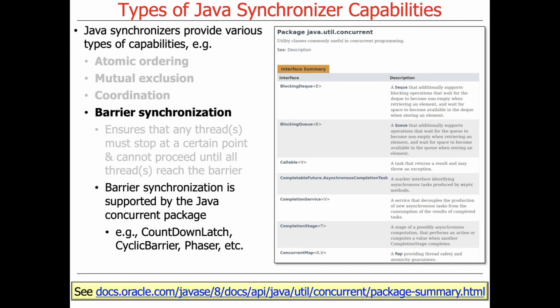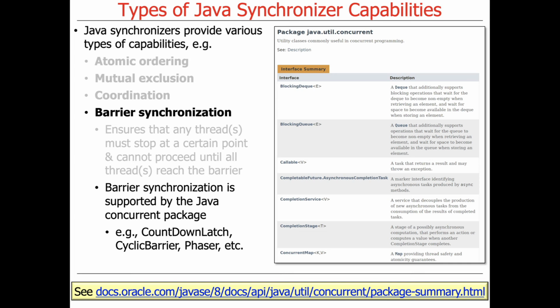For the most part, people who know Java and do concurrency, they know mutual exclusion. That's typically what they know. They might know a little coordination. They probably don't know much about atomic ordering. They probably don't know much about barrier synchronization. And that's okay for the most part because you can solve many, many problems in concurrent programming just by knowing about mutual exclusion and a little coordination.